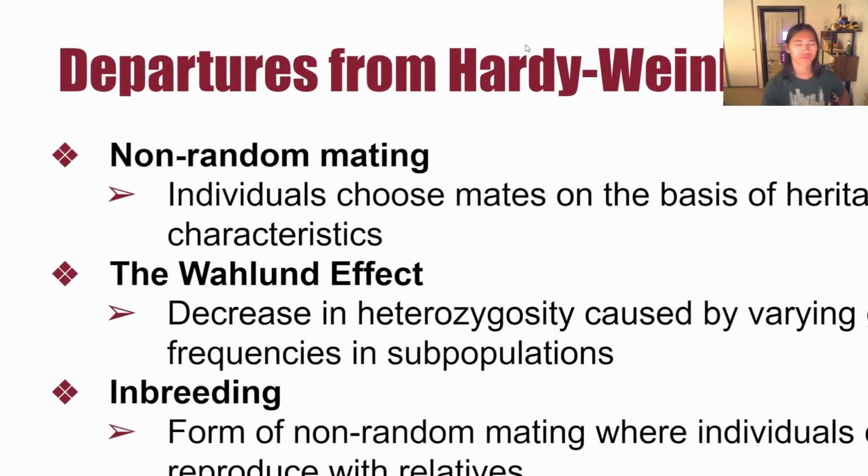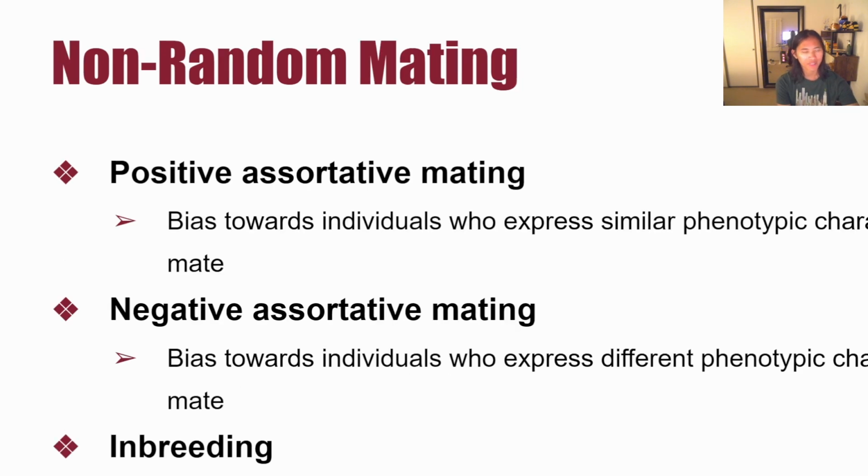Let's talk about departures from Hardy-Weinberg equilibrium. There are several reasons why there will be departures from the equilibrium. There will be non-random mating, where individuals choose mates on the basis of heritable characteristics. The Wahlund effect, which is a decrease in heterozygosity caused by varying genetic frequencies in subpopulations. Inbreeding, which is a form of non-random mating where individuals choose to reproduce with relatives. And finally, we will discover that the departure from the equilibrium will cause a decrease in heterozygosity and an increase in homozygosity.